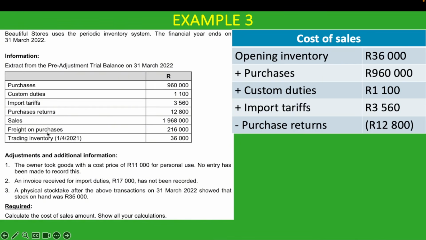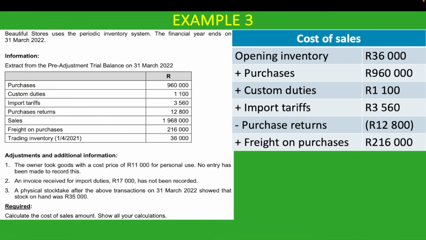And then we've got freight on purchases. This is also added to the cost of our inventory. So we're going to put it as a positive, plus freight on purchases, 216,000 Rand. Now we've looked at everything on our table. Let's look at adjustments and additional information. Hope you got everything correctly thus far.